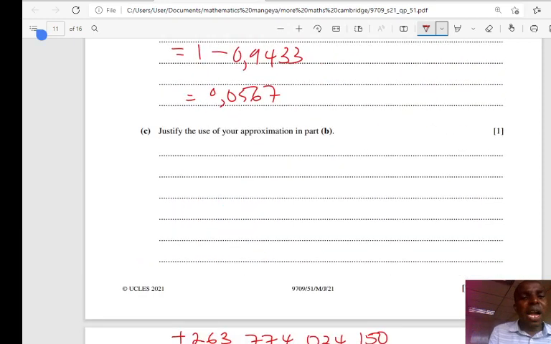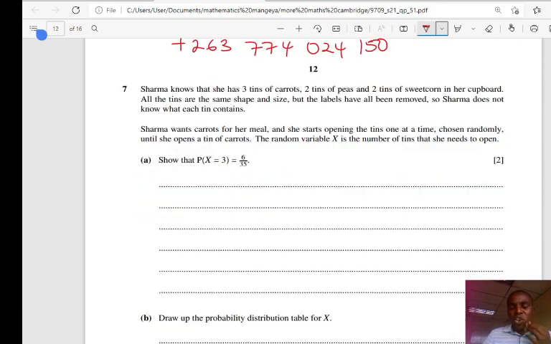Justify your answer. NP greater than 5, NQ greater than 5. Then you can use a normal approximation to the binomial distribution. Question number 7. Shama knows that she has 3 tins of carrots, 2 tins of peas, and 2 tins of sweet corn in a cupboard. All the tins are the same shape and size, but the labels have all been removed. So Shama does not know what each tin contains.